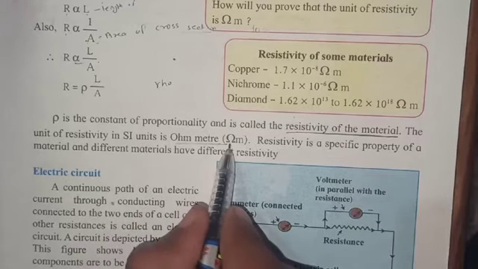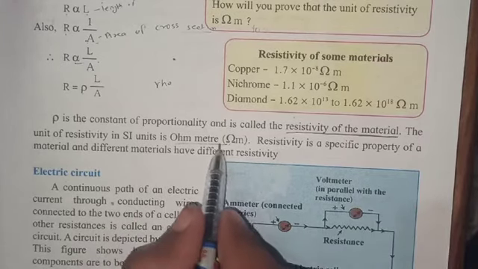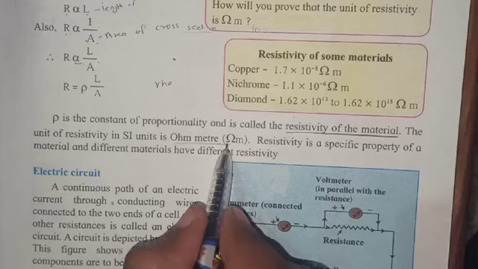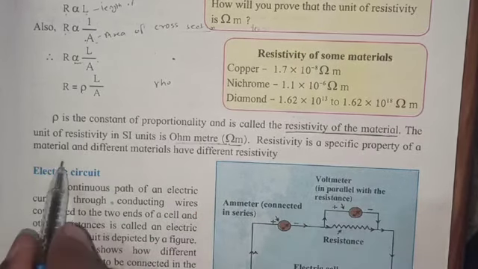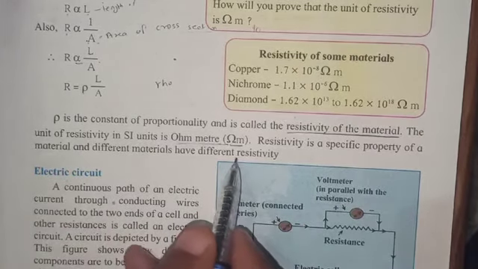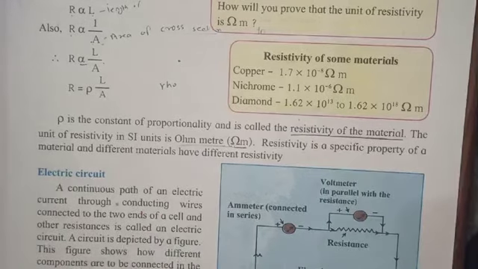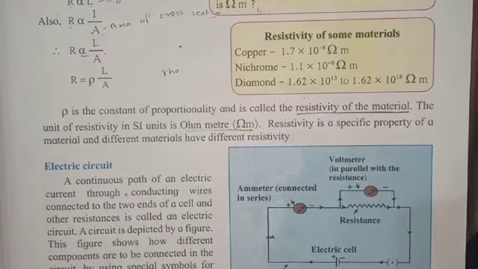What is the unit of resistivity? Ohm meter, and it is denoted by this sign. And resistivity is a specific property of a material, and different materials have different resistivity. If you use a different material, its resistivity is also different.